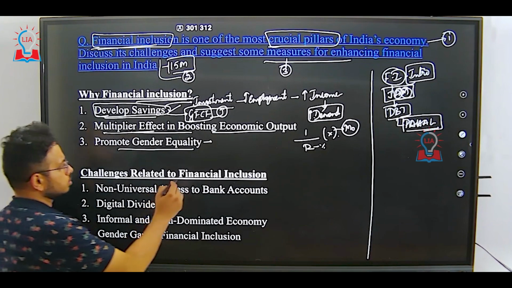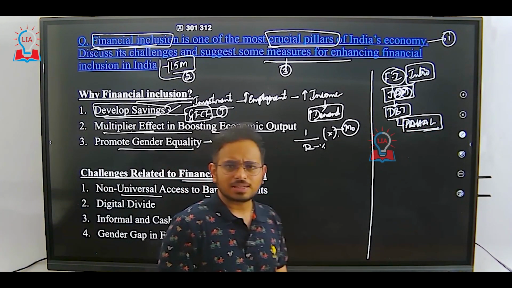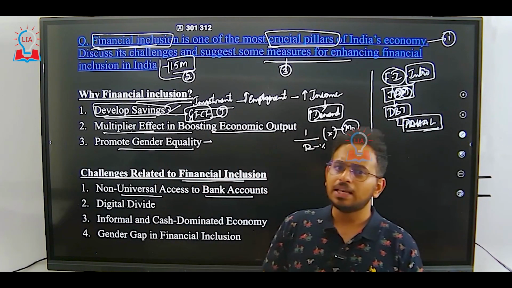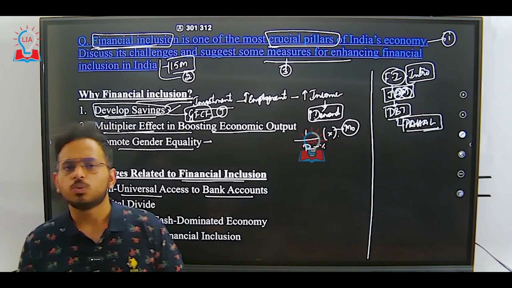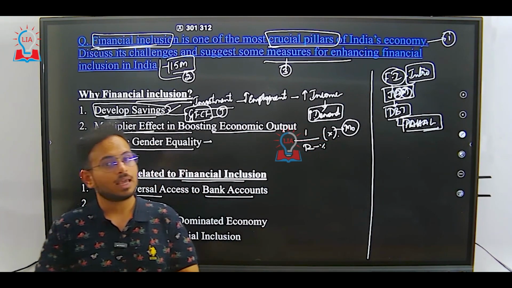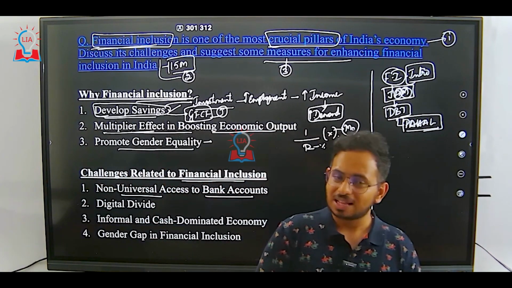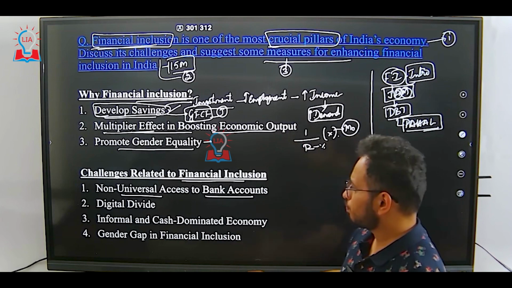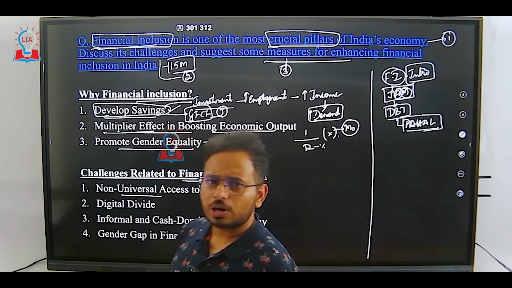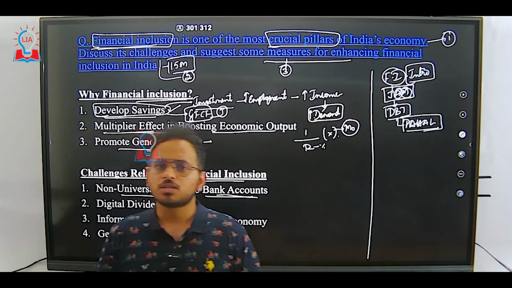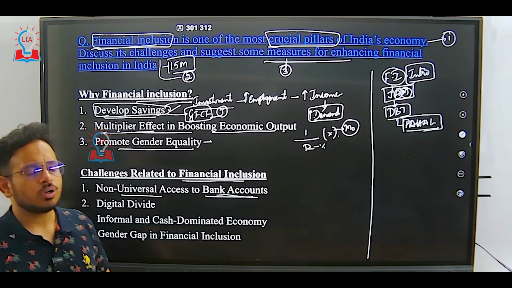Challenges related to financial inclusion. What are the different challenges that we have? Non-universal access to bank accounts. See, banks by nature are only for the elite people, because banks require you to have a lot of financial knowledge. You will have to know how to read, how to write, and be very good at calculation. All these are prerequisites if you want to be a part of the banking sector. Banks are also not universally accessible because of their location. If the bank is not located in their vicinity, there is a high chance that people don't avail the benefits.